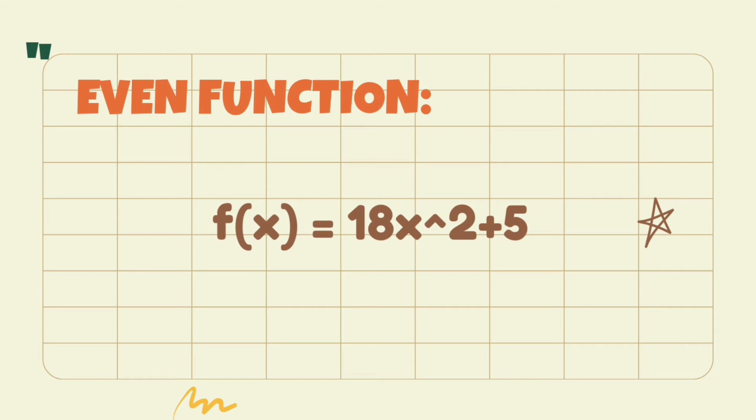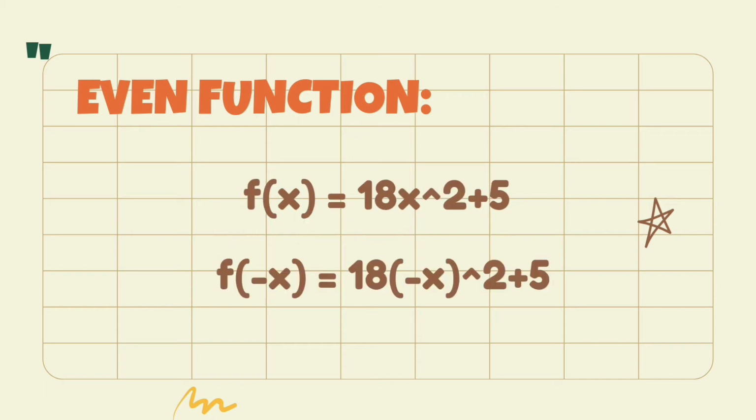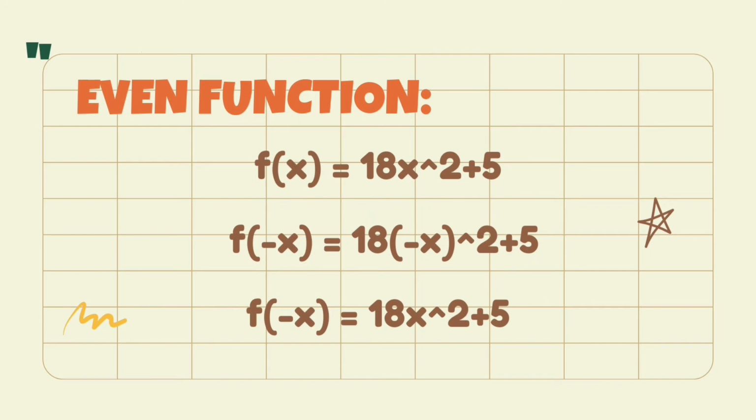So, for example, we have f of x equals 18x squared plus 5. So, we substitute negative x for x. A negative base raised to an even power is equal to positive. Since f of negative x is equal to f of x, then the function is an even function.